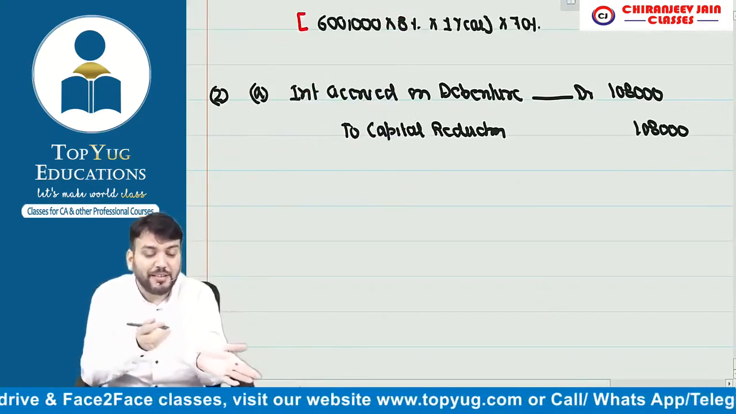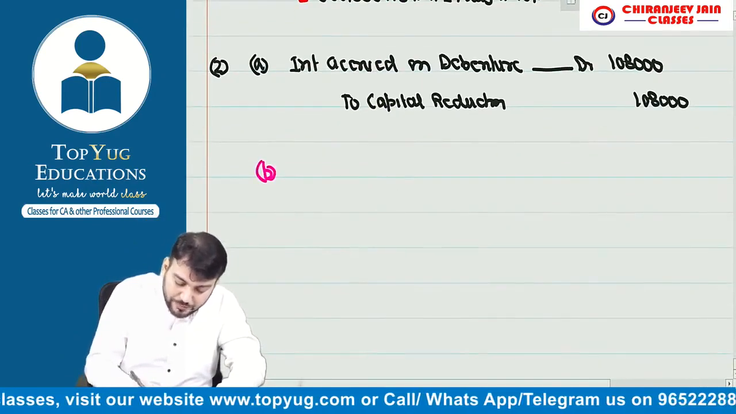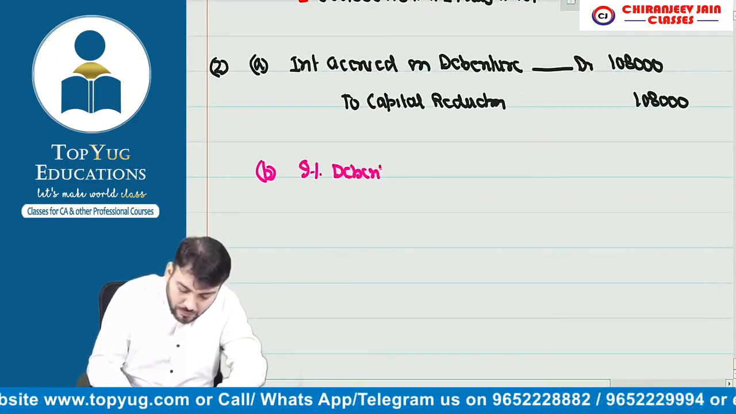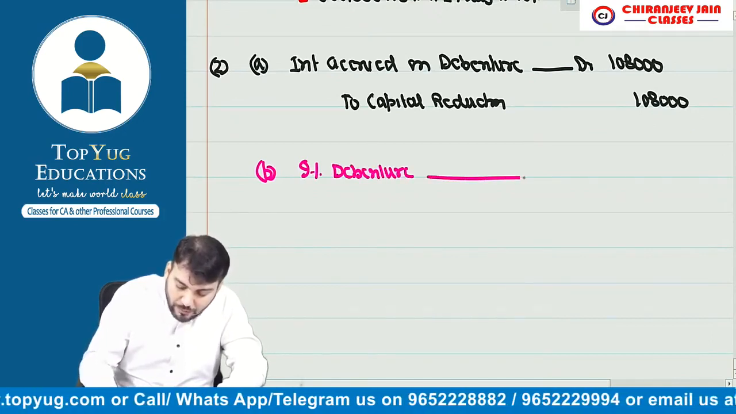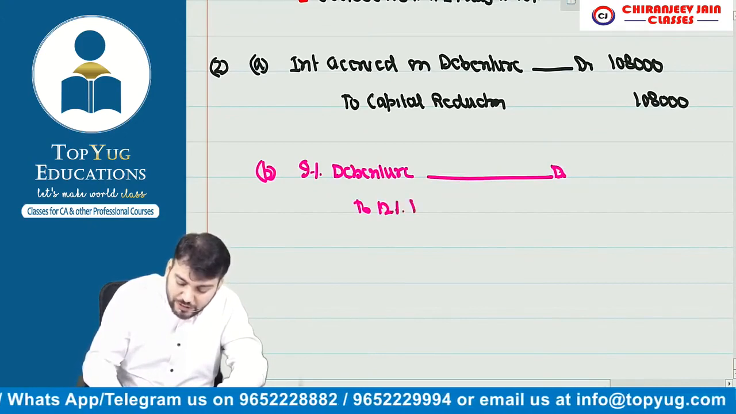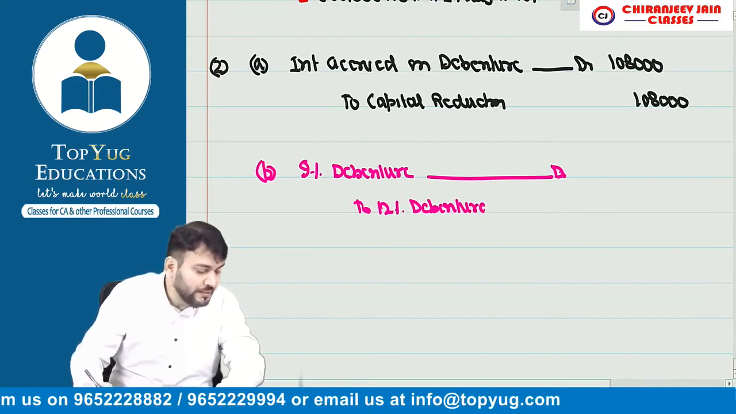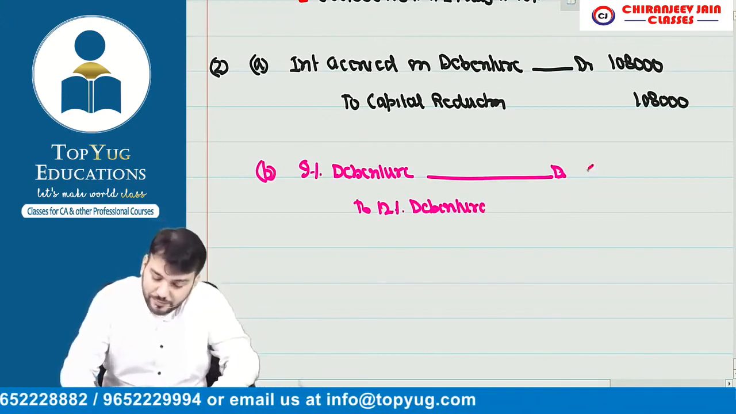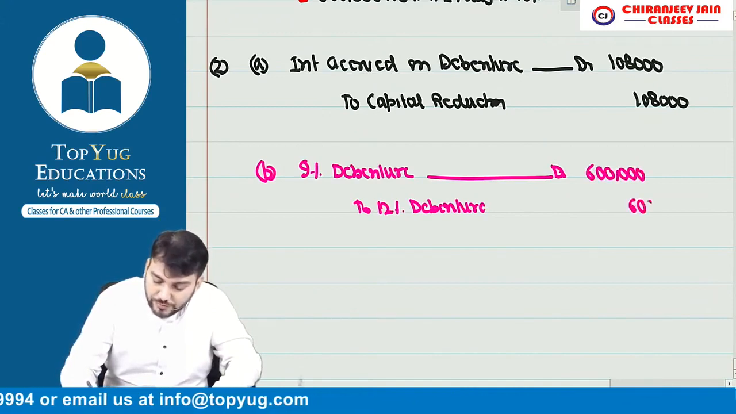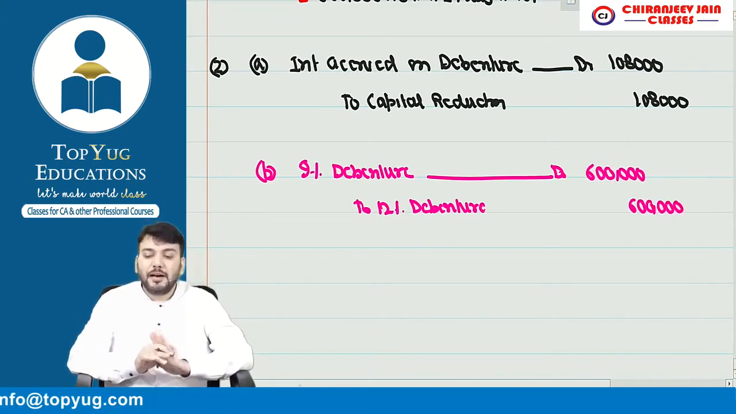And for this reduction, what have they demanded? They have demanded that the interest rate be increased. So increase it. Point number B, 9% debenture will now become what? Will now become 12% debenture. Amount will remain same 6 lakh. Yes, sir. This also we have understood. Simple, simple. Did you understand this too?